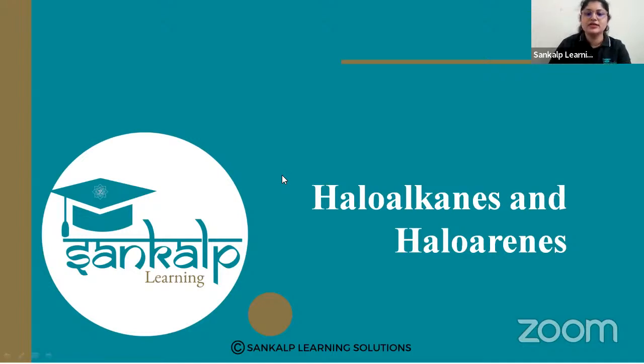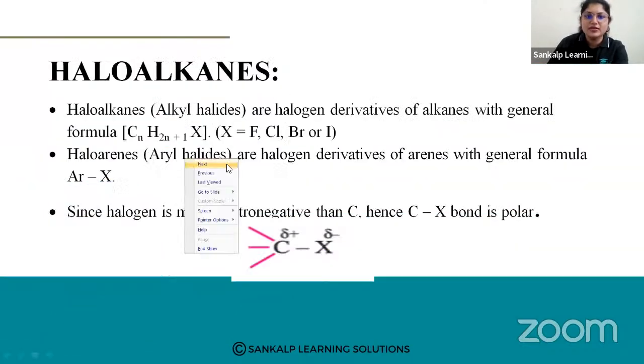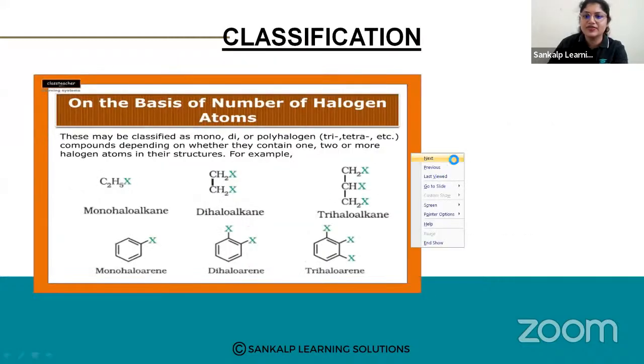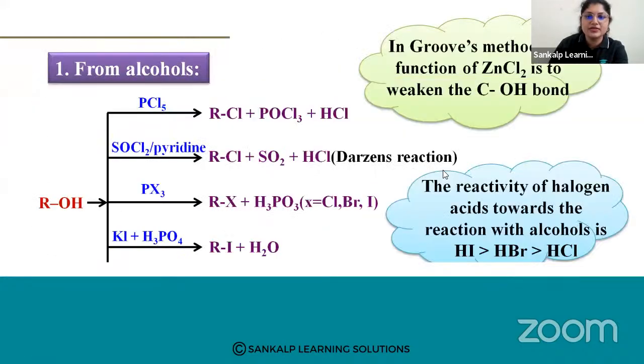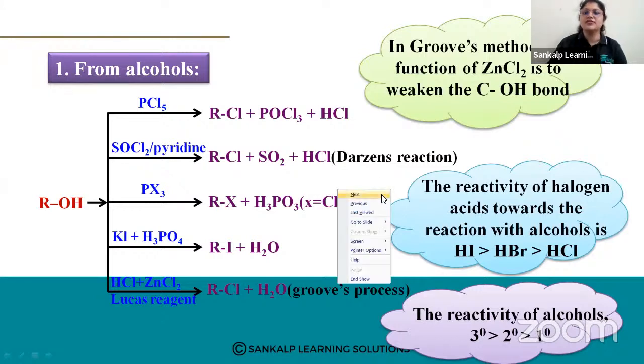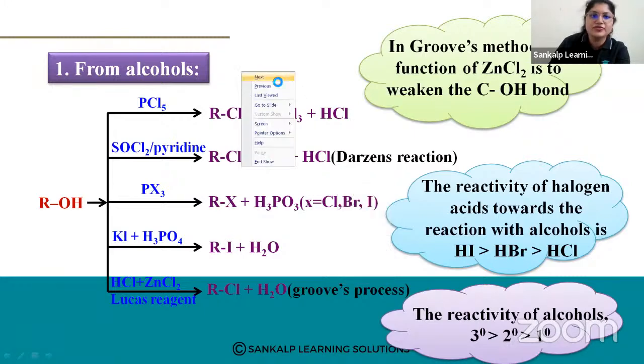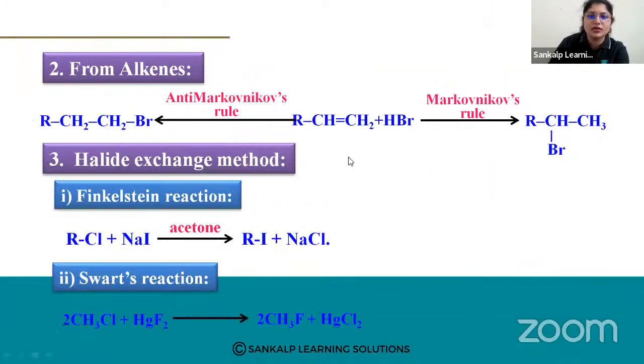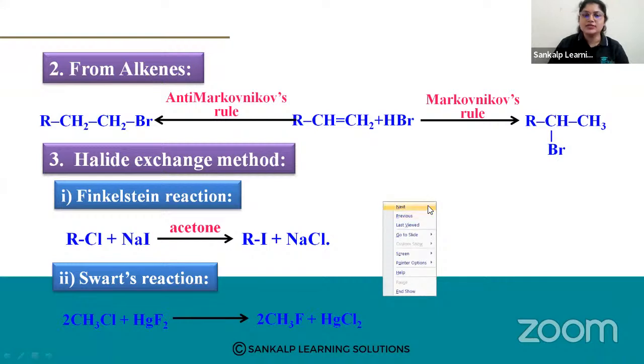So we were discussing haloalkanes and haloarenes, right? We have seen the introduction part, then the classification in the previous class. Then we started with the preparation of haloalkanes. We have seen the preparations from alcohols, right? So last time we stopped here, that is from alkenes.